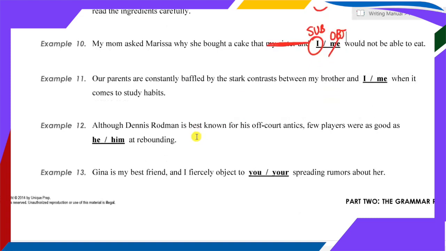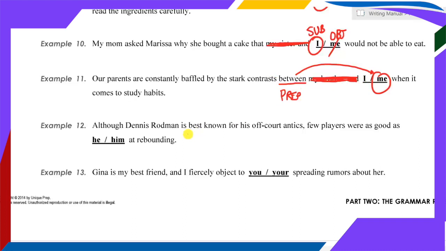Example 11, our parents are constantly baffled by the stark contrast between, there's that tricky preposition I told you about earlier, between my brother and I/me when it comes to study habits. Because we have this preposition between, remember what we said, we always want to use the object form of the pronoun after a preposition. You can cross off the my brother and distractor, but your ear might fail you. So we need the object form me, not the subject form I in this case.